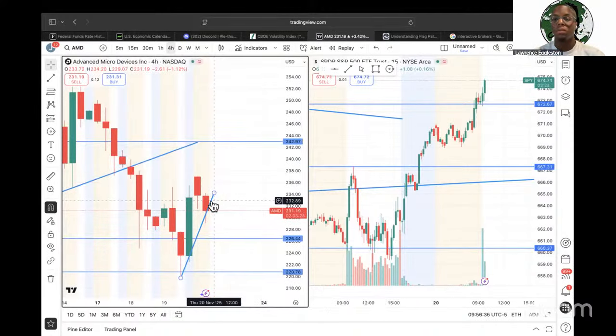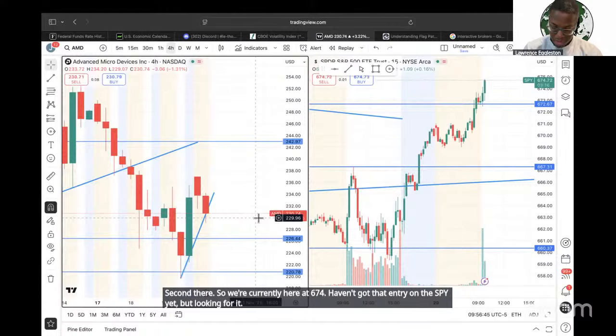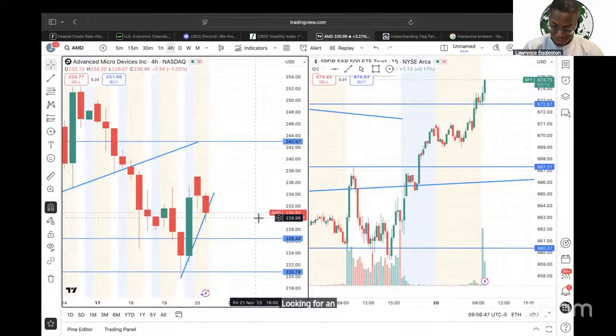Second there. So we're currently here at 674. Haven't got that entry on the SPY yet, but looking for it. Looking for an entry on the SPY. VIX is at 19. Tesla 425.